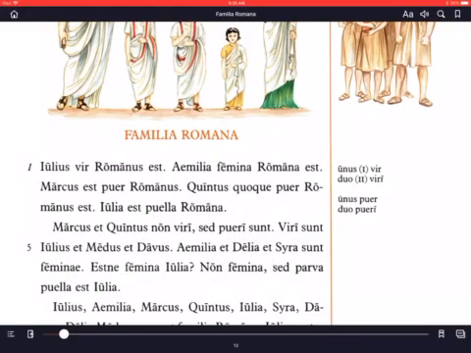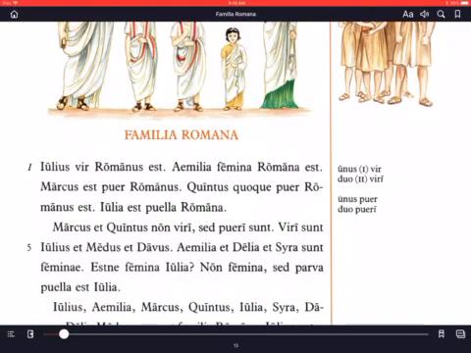Aemilia femina Romana est. Aemilia woman Roman is. In other words, Aemilia is a Roman woman. Marcus est puer Romanus. Marcus is a Roman boy. Puer means boy. To turn that into a feminine form, you say puella, which notice has the feminine A ending. Some masculine words like vir and puer are going to have this R ending instead of the us ending that we saw previously. Okay, so R and us are both going to be masculine singular endings.